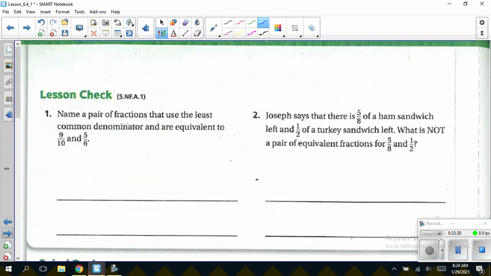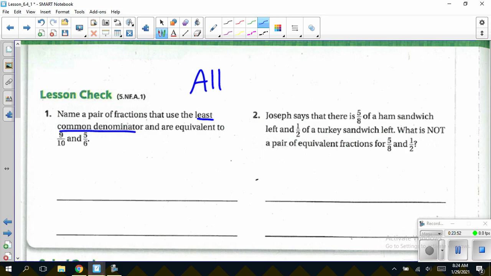On the back, you will do all questions. For number 1, name a pair of fractions that uses the least common denominator and are equivalent to 9/10 and 5/6. So again, you have to use the LCD to create your equivalent fractions, just like you have to on number 8 on the front.